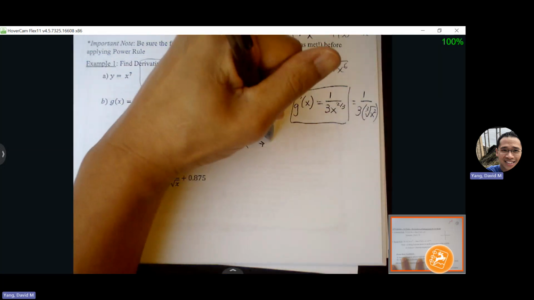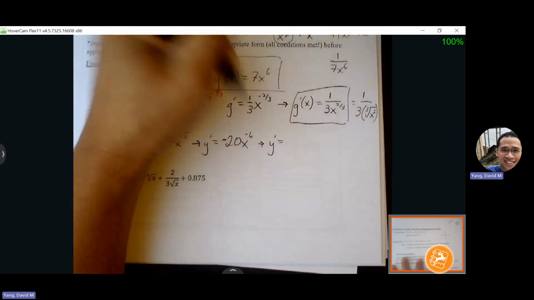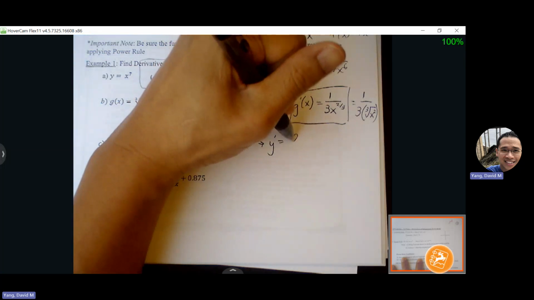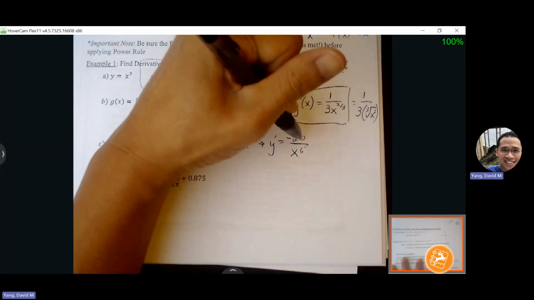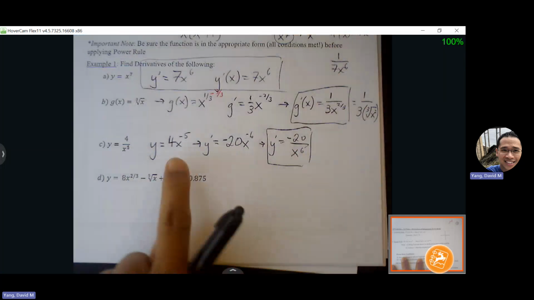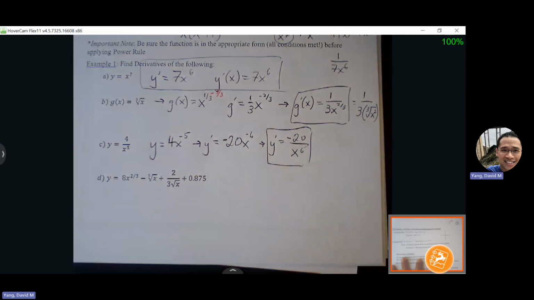All right, so my derivative is, I want to do some cleanup, push that x down to the denominator, so -20 over x to the 6th. This is my slope formula for whatever this graph looks like.